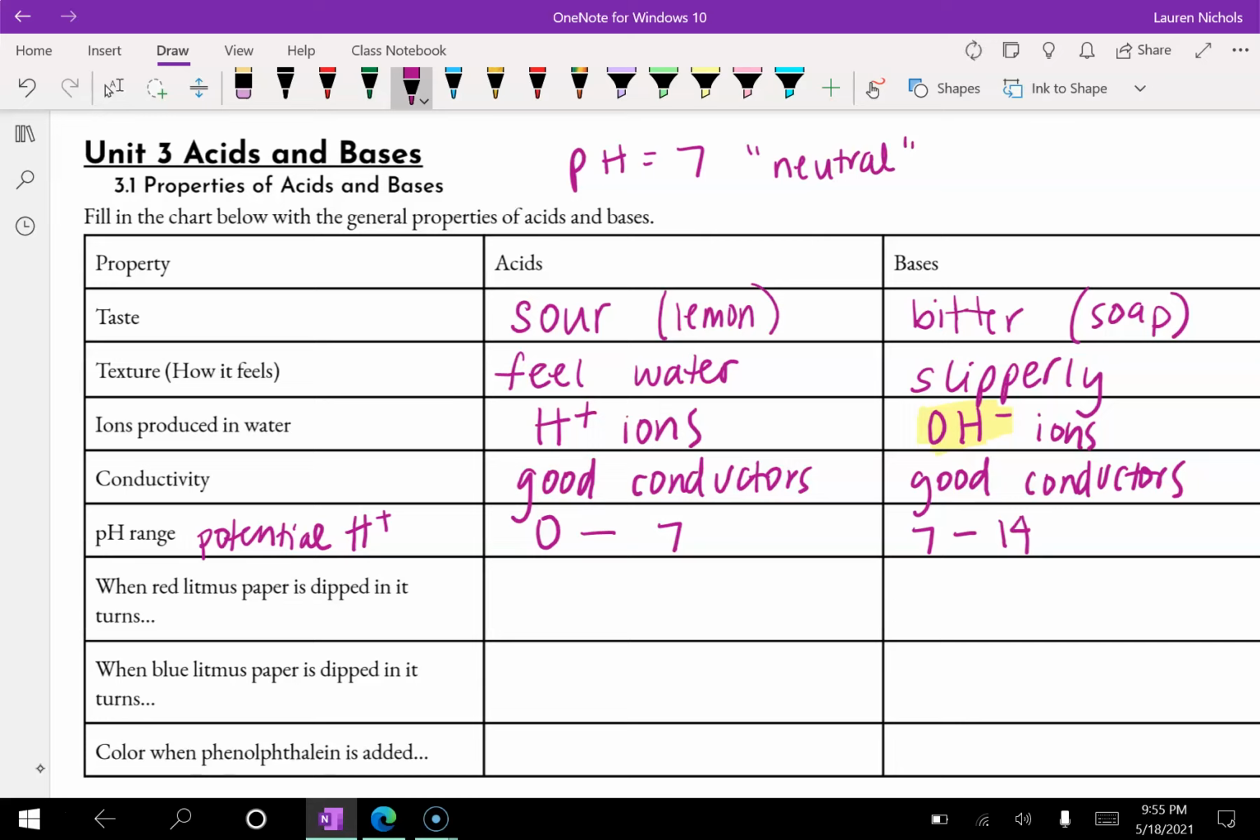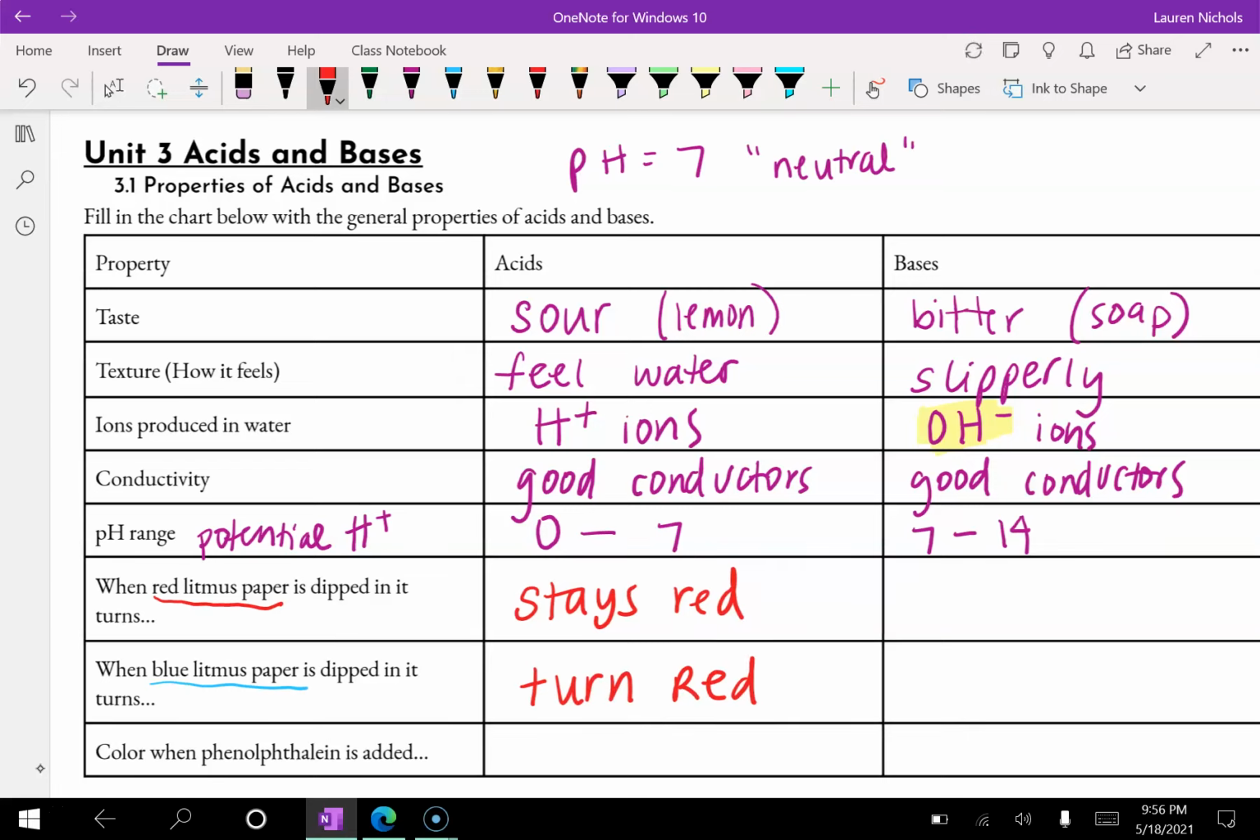Now, there are two types of litmus paper. There's red litmus paper and there is blue litmus paper. Now, the thing you want to know is that anytime you dip any type of litmus paper into an acid, it's going to turn red. So when red litmus paper is dipped in it, it just kind of stays red, because it was red to begin with. But blue litmus paper will change to red or turn red.